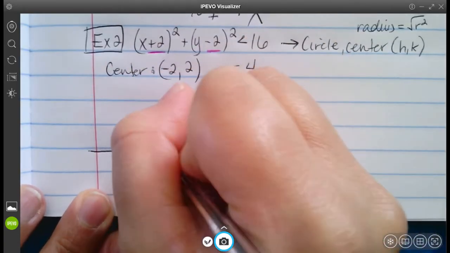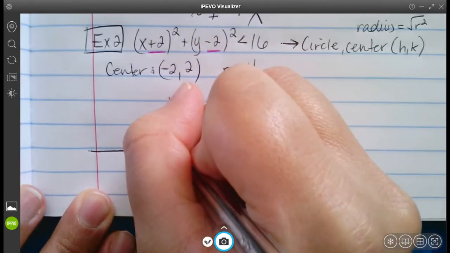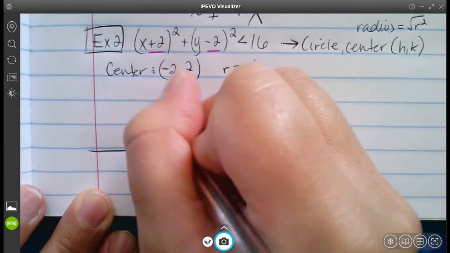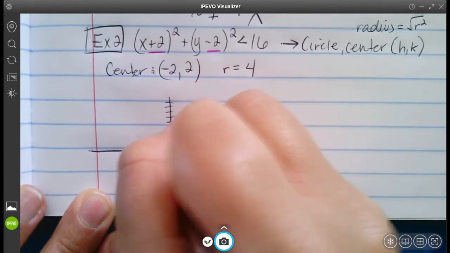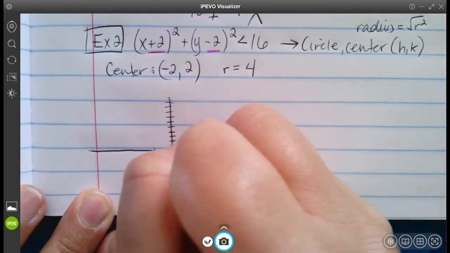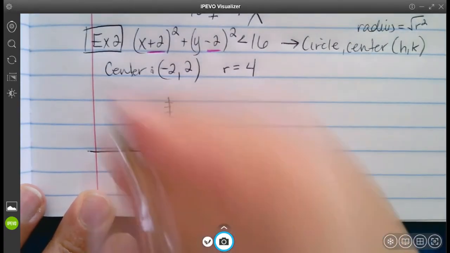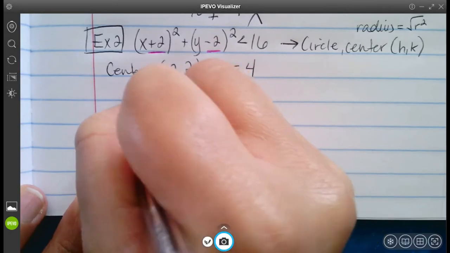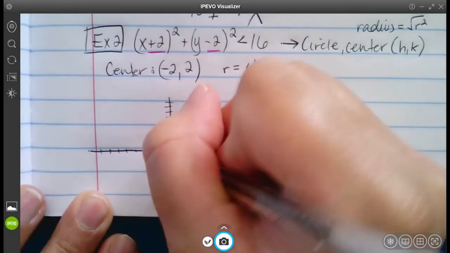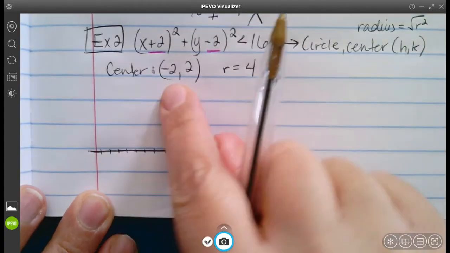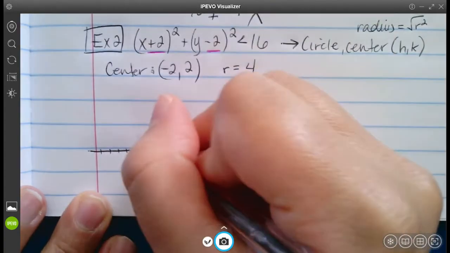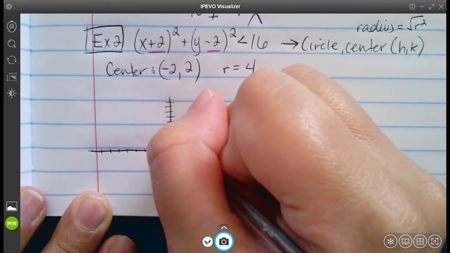Okay, I'm going to go ahead and put my points. -2, let's see, 1, 2, 3, 4, 5, 6, 7, 10. 1, 2, 3, 4, 5, 6, 7, 8, 9, 10. I'm just going 10 up and down. 1, 2, 3, 4, 5, 6, 7, 8. All right. So the center's at -2, 2. So -2 and then 2.